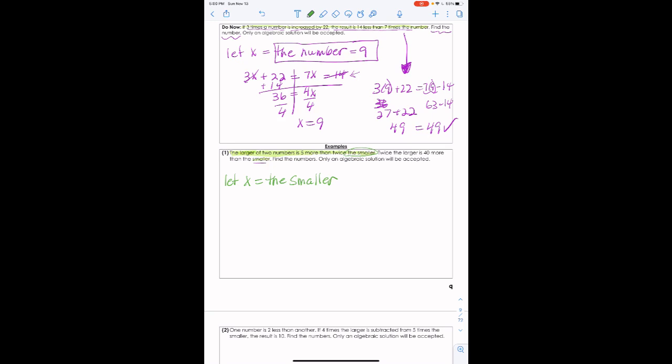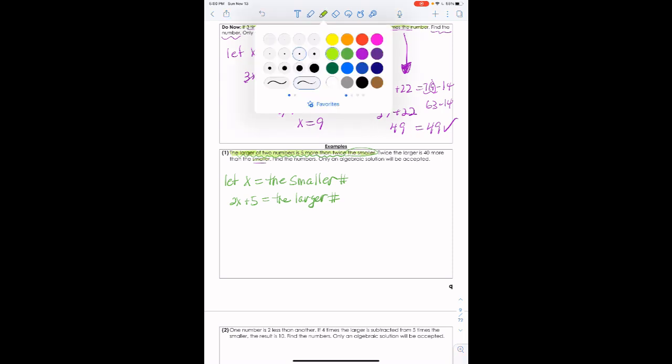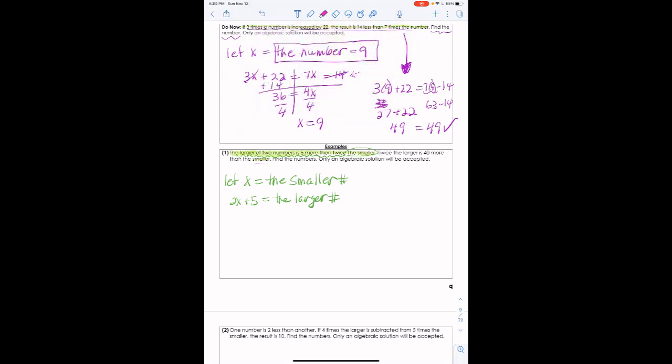Okay, then I'm going to go back and keep reading that same sentence. It says the larger of the 2 numbers is 5 more than twice the smaller. 5 more than twice the smaller is the larger number. Okay, so now I have 2 lines to my legend, one for the larger number and one for the smaller number. Okay, now as I continue to read my word problem, I'm done using that legend sentence, so I'm not going to use it anymore.